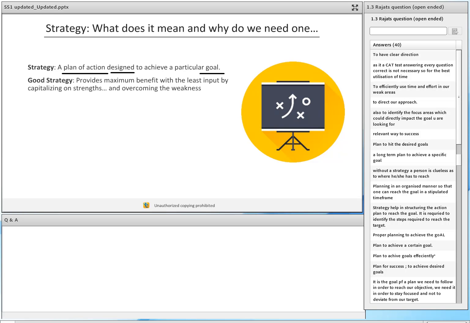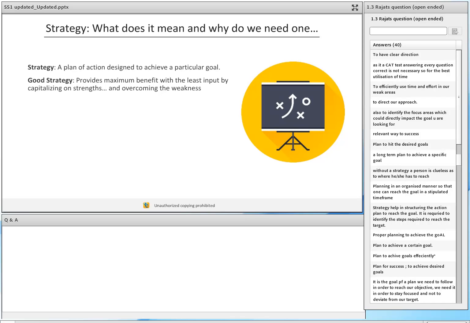A good strategy is something that provides maximum benefit with least input. And how it does it, in the classical sense, is by first making sure that you capitalize on your strengths, and then you spend enough time and energy to overcome your weakness. I want to emphasize something on these aspects of good strategy.